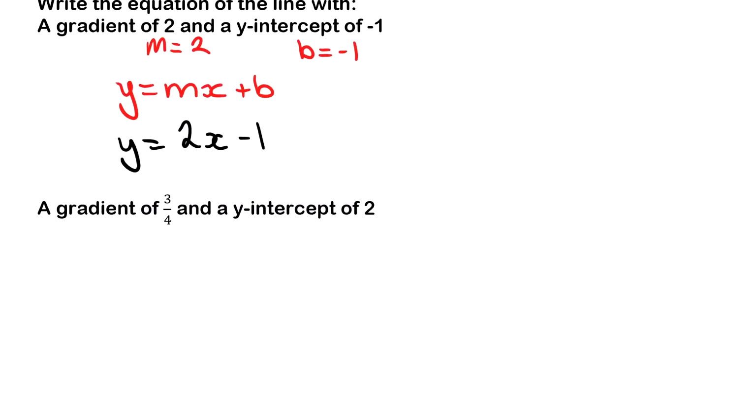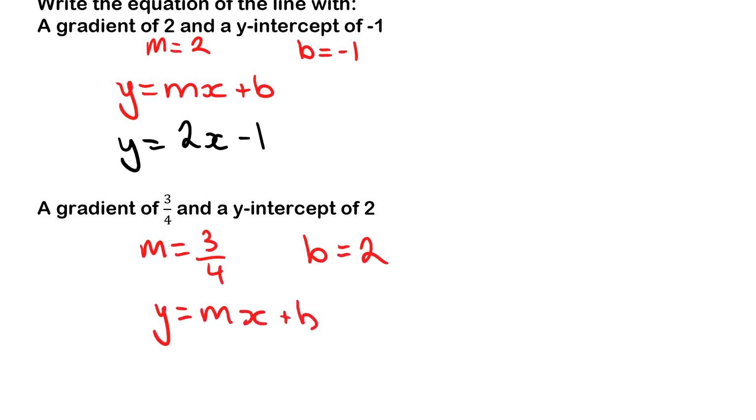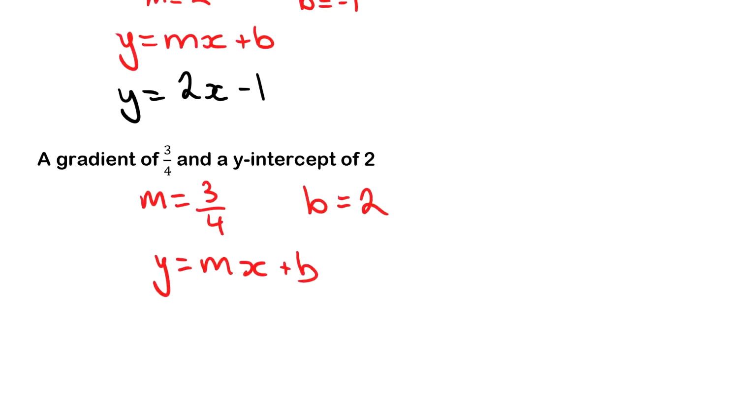I will do the same thing here. m equals 3 over 4 and b equals 2. I can now substitute in our values to get our equation.